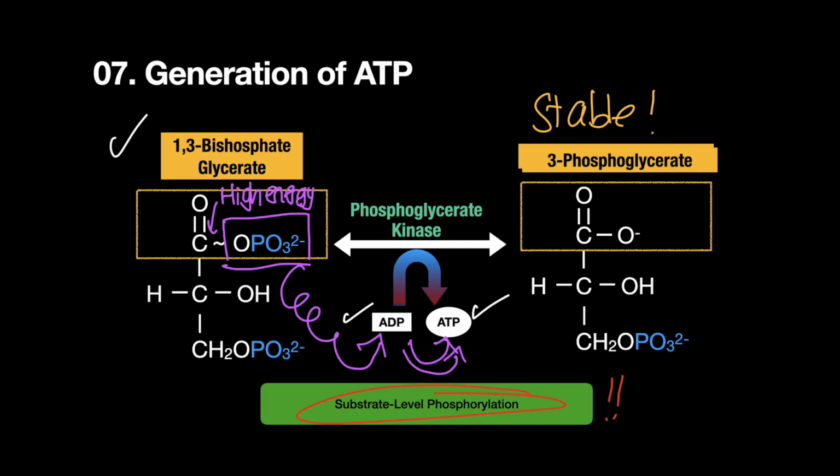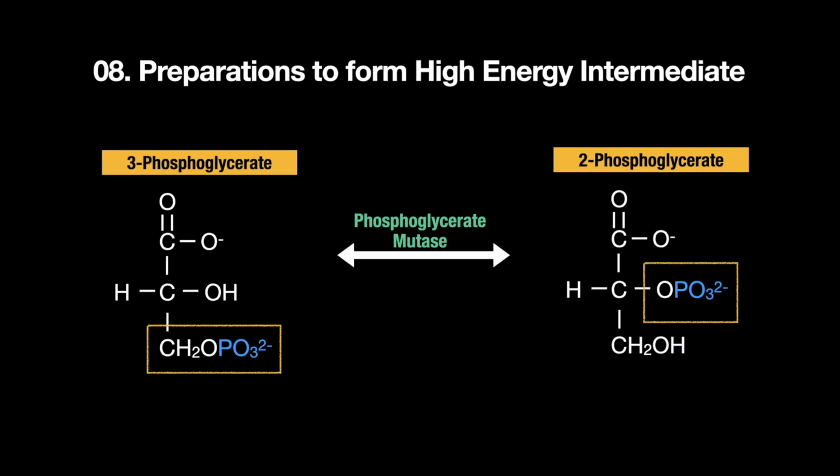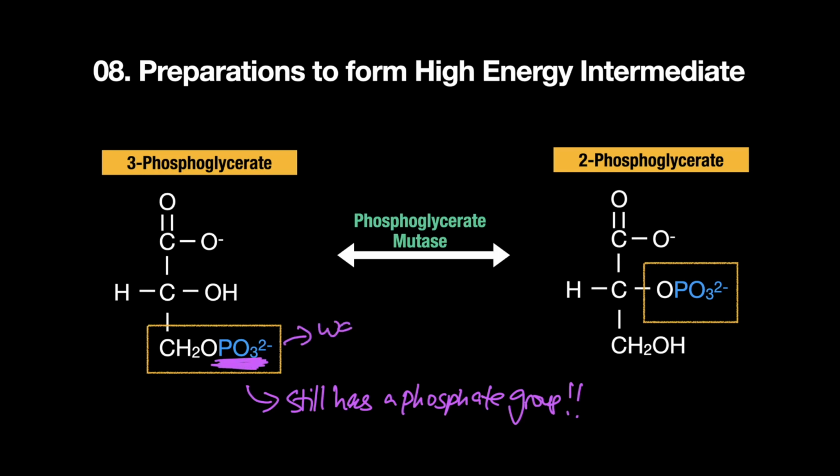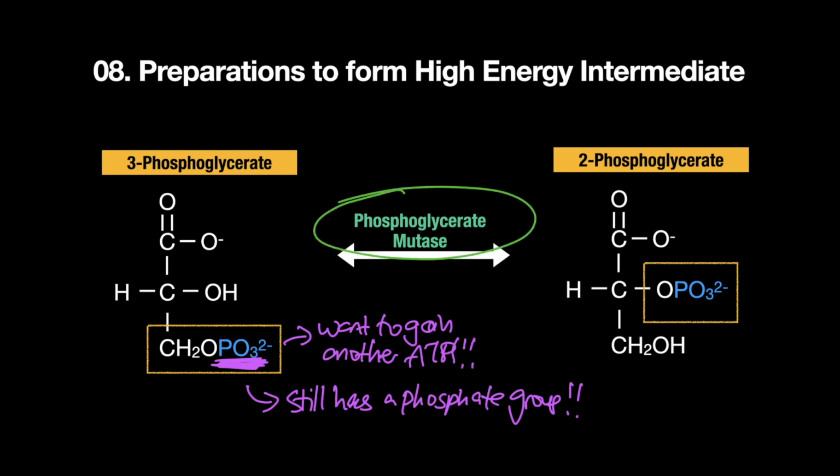We can see that in 3-phosphoglycerate, there is still a phosphate group attached at carbon 3. Now, our cells are very smart indeed. Once 3-phosphoglycerate is formed, it notices that it still has a phosphate group in it. So what does it do? Well, there is this enzyme called phosphoglycerate mutase that is present in the cell. What this enzyme essentially does is that it transfers the phosphate group from carbon 3 to carbon 2.